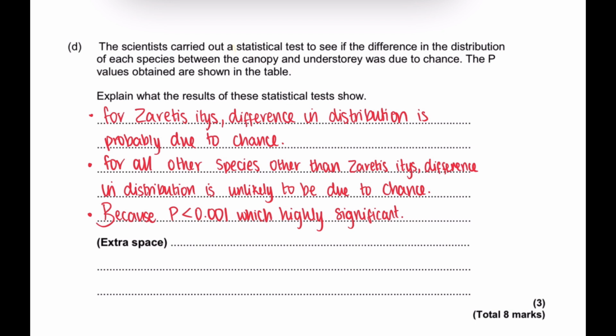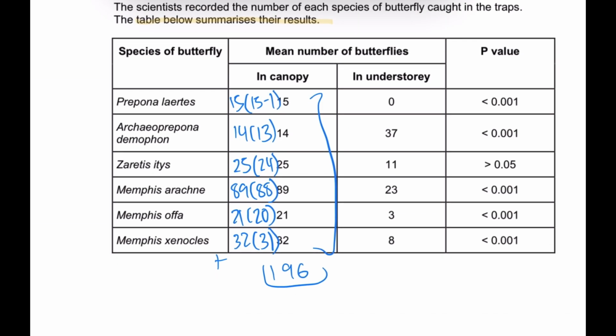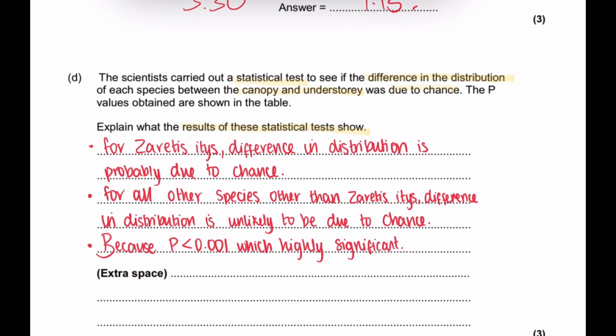The scientists carried out a statistical test to see if the difference in the distribution of each species between the canopy and understory was due to chance. The p-values were obtained and shown in the table. Explain the results of the statistical test shown. We can see the p-values for all of this. We can see for most of them except one that the p-value is less than 0.001. However, for one of them, it is more than 0.05, and that is what we are going to talk about first, because that is the anomaly.